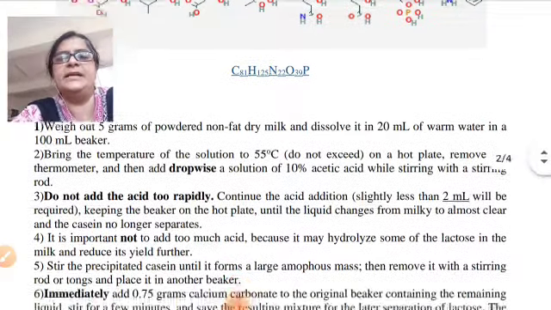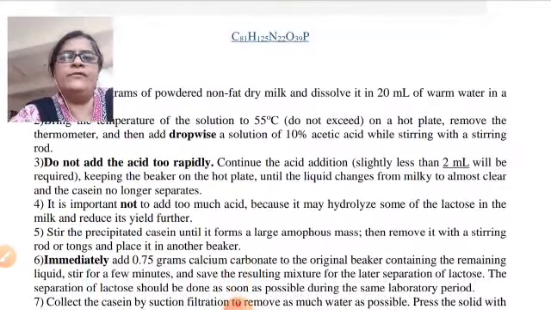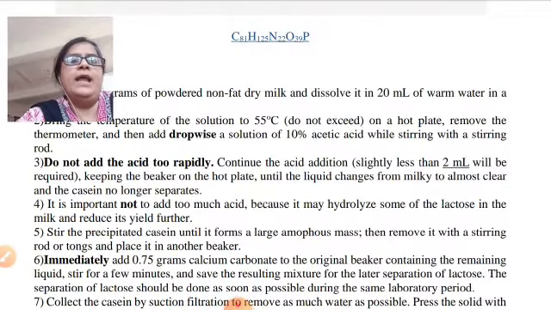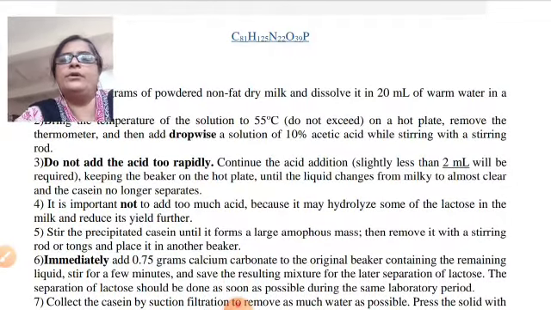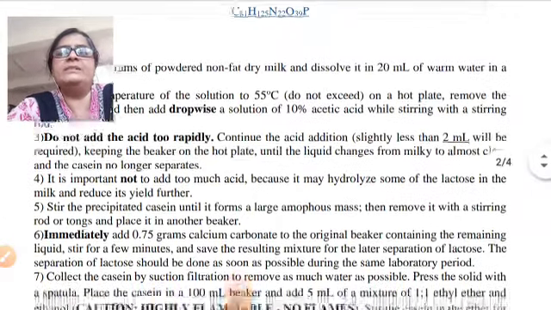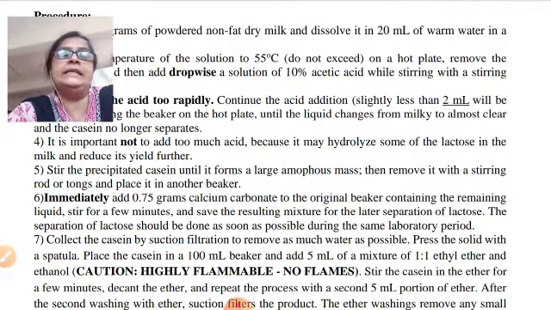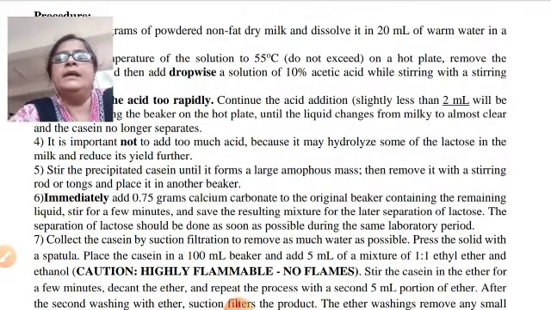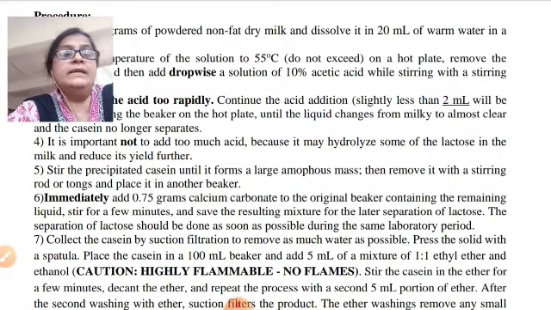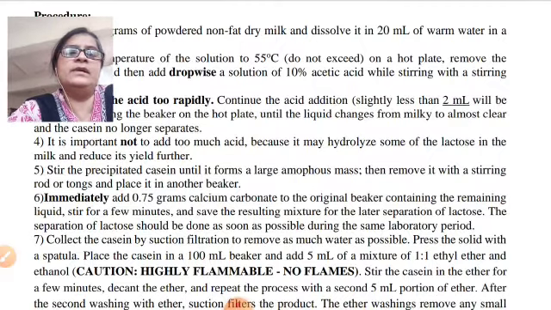Stir the precipitated casein until it forms a large amorphous mass, and then remove it with a stirring rod or tongs and place it in another beaker. Immediately add 0.75 grams calcium carbonate to the original beaker containing the remaining liquid. Stir for a few minutes and save the resulting mixture for the later separation of lactose. The separation of lactose should be done as soon as possible, just after performing this experiment, because that is going to result in a good yield. Collect the casein by suction filtration to remove as much water as possible.